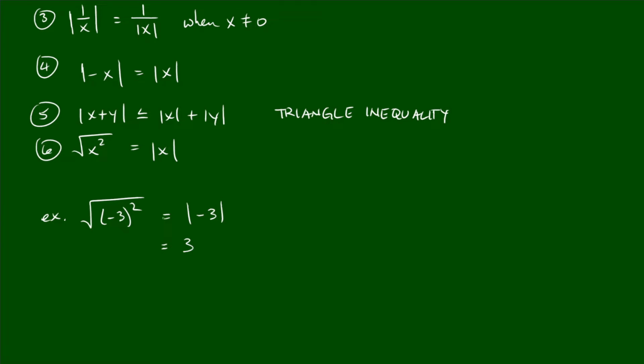Now, why? Let's look at this in a different way. You have negative 3 squared on the inside. Well, those are two negative 3's multiplying each other. That gives you positive 9. So now you have the square root of positive 9, which is 3.